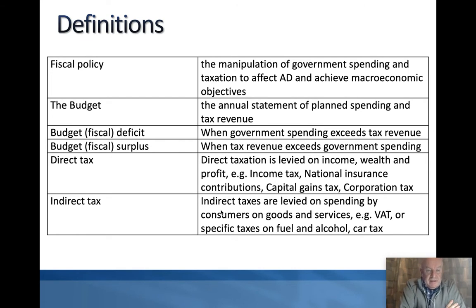Okay. We obviously mentioned taxation as a fundamental part of fiscal policy, so we'll need to understand the difference between direct taxes and indirect taxes. Direct taxes are those that are actually levied directly on income, wealth and profit. So for instance, income tax, national insurance, capital gains tax and corporation tax. And then indirect taxes are those taxes that are actually levied on spending by consumers on goods and services, like VAT or specific taxes on fuel and alcohol or car tax. Okay, so those are some definitions that we'll need to keep coming back to and keep referring back to through the course of understanding a wee bit more about fiscal policy in particular.